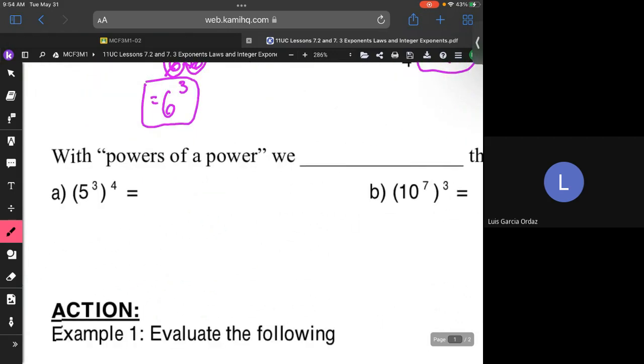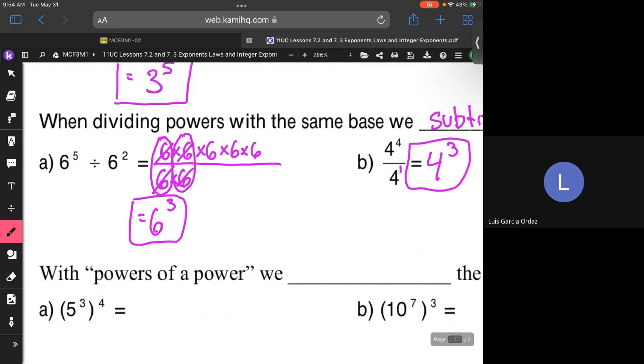And the last thing that we're learning is power of a power. So when we have an exponent raised to another exponent, what do we do with those exponents? Multiply. Yep, we multiply the exponents. I'm not going to show you why here because the exponents are too big and it's just going to take up a lot of space.